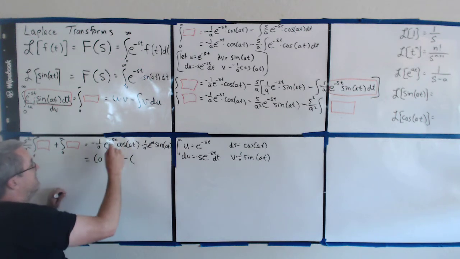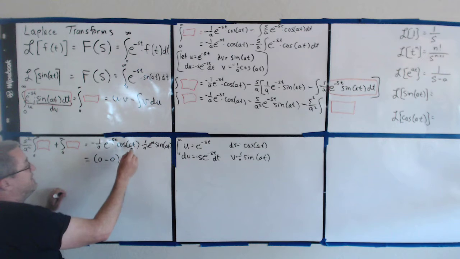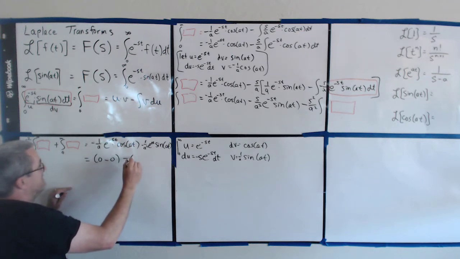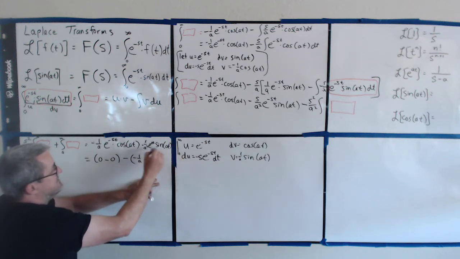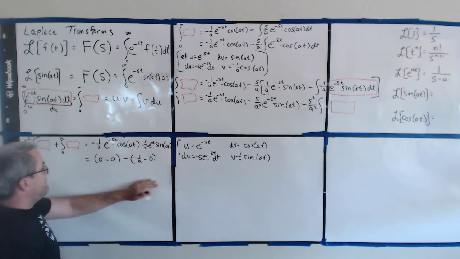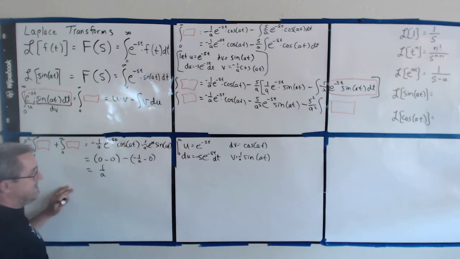When t is 0, e to the 0 is 1. Cosine of 0 is 1. That's minus 1 over a. As t goes to 0, e to the 0 is 1. Sine of 0 is 0. That thing just goes to 0. So on the right side we have 0, we have 1 over a.